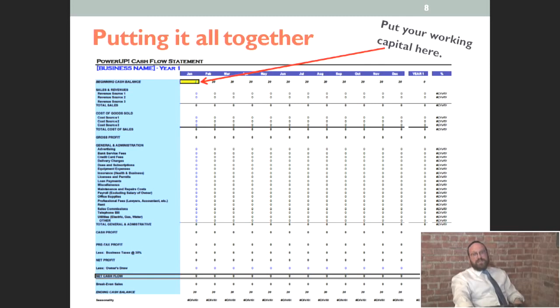Towards the bottom of the spreadsheet is something that is actually very, very important. After the line where it tells you if you're in a positive cash flow or a negative cash flow, there's a line that determines what your break-even point is, which is a very, very important part of your business model.